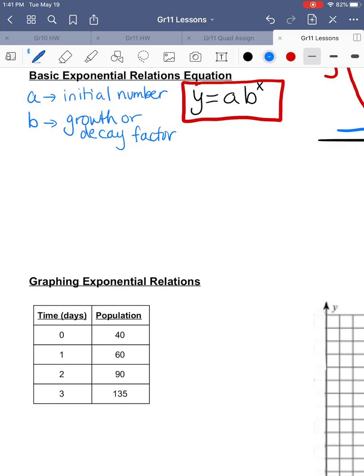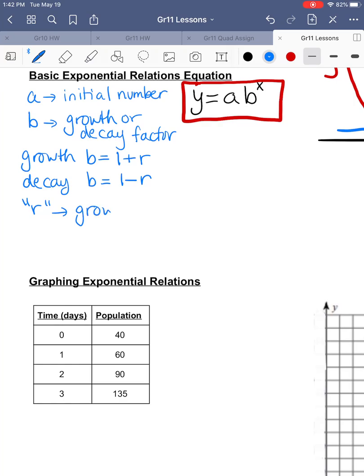So if we are looking at growth, b is equal to 1 plus r. And I'm going to say what r is in a moment. And if we're looking at decay, b is equal to 1 minus r. And the r is the growth or decay rate.